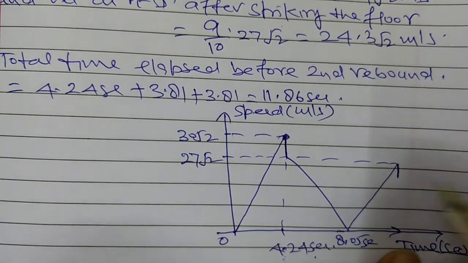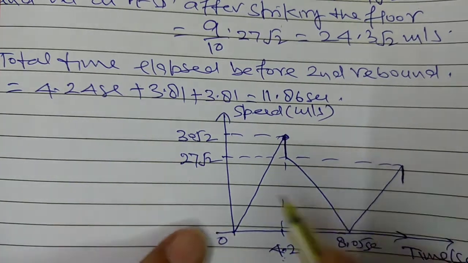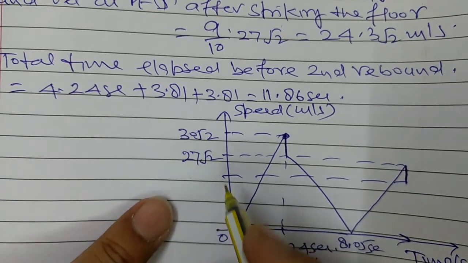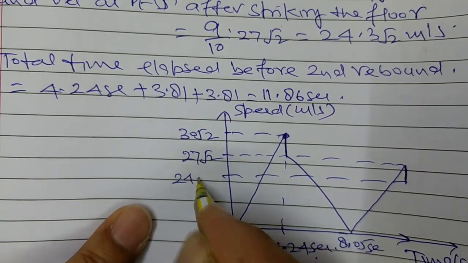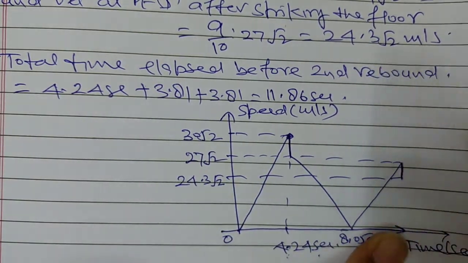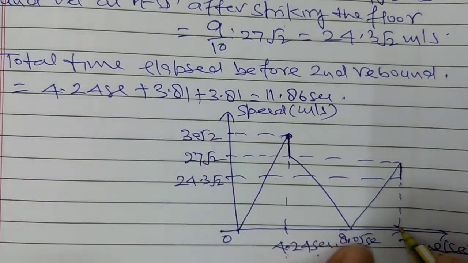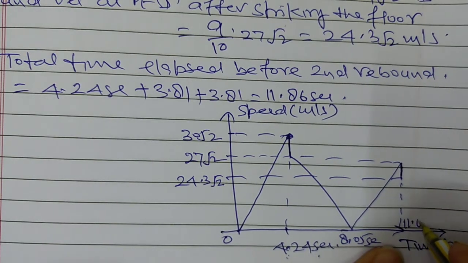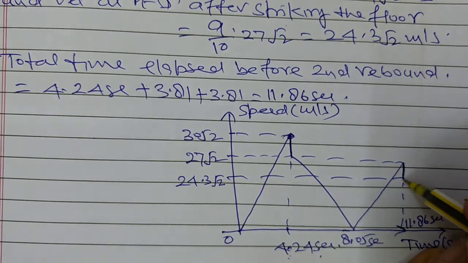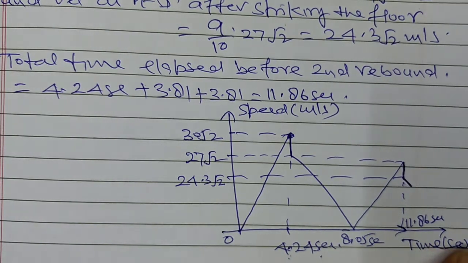And then after striking, the velocity of the ball reduces by 1 upon 10, and this velocity becomes equal to 24.3√2 meters per second, right? And this is the time here, 11.86 seconds, and then the body rebounds here, therefore the velocity decreases, right? So this is the graph.